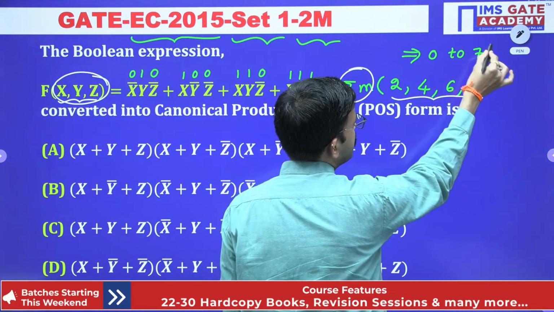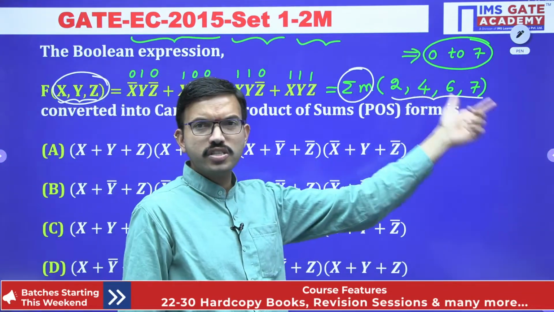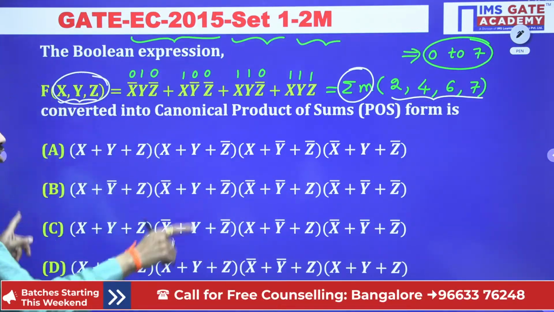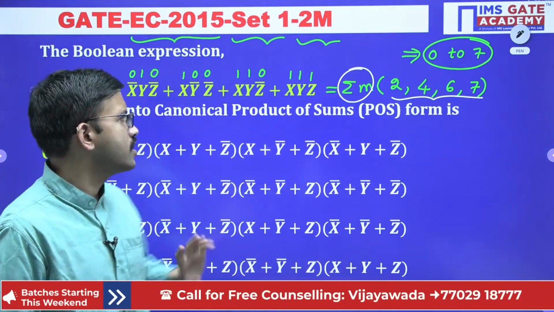That means 8 combinations you will be having. Out of 8 combinations, 4 combinations are producing output 1. That means the remaining 4 combinations will produce 0. In this particular question, you cannot eliminate even any single choice with the help of this one point.